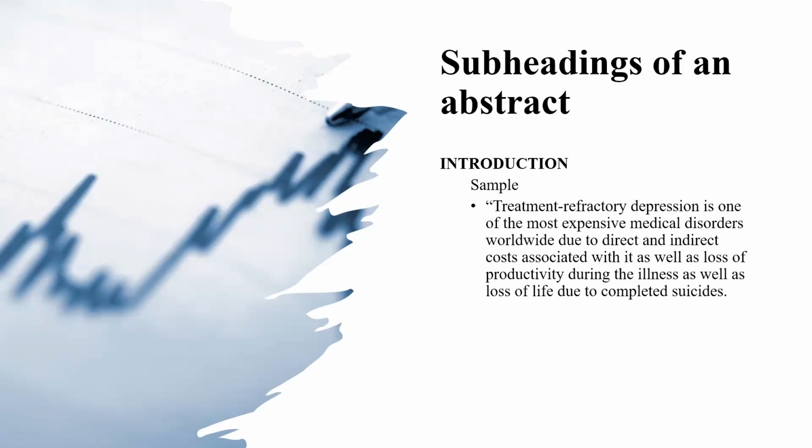So the reader understands what your area is. If they are interested in decreased productivity, if they are interested in suicides, if they are interested in treatment refractory depression and the cost it bears, they will definitely stop and look at your poster. And of course, your title and your abstract are going to be reflective of that, right?